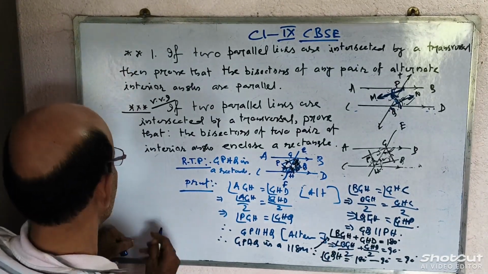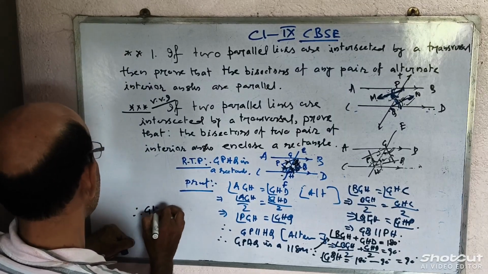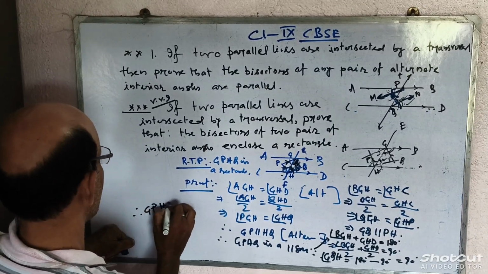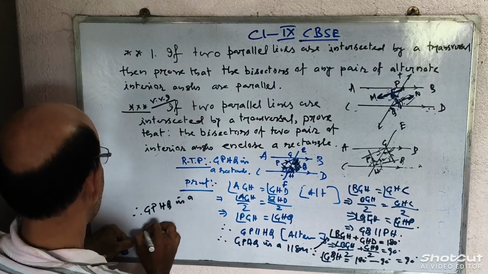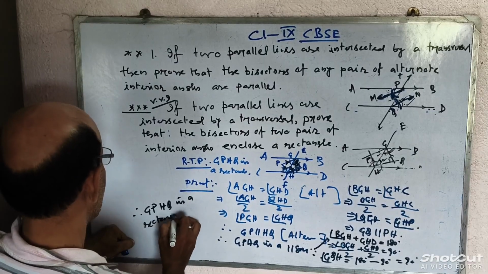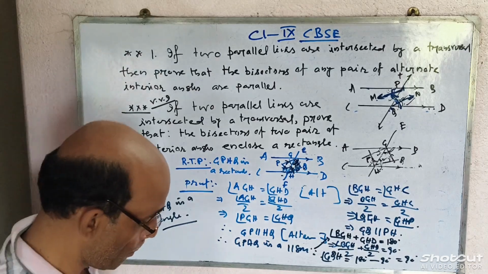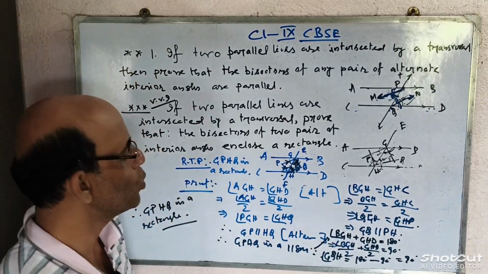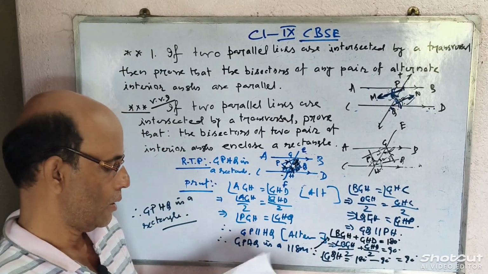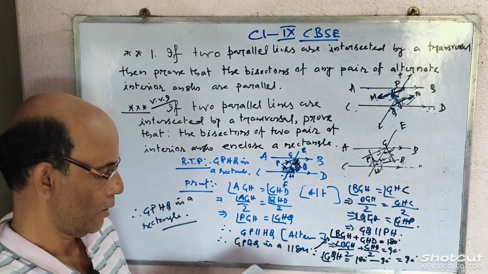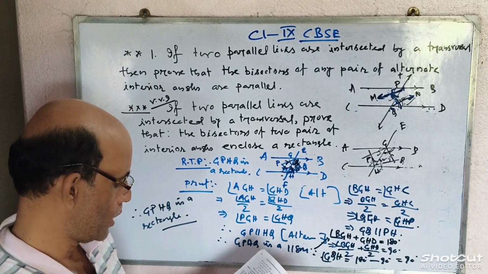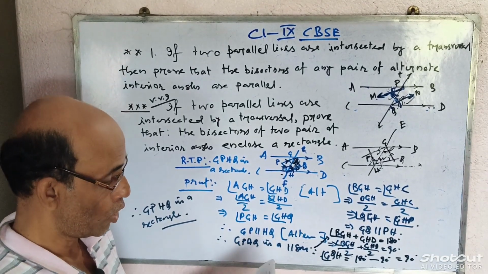Therefore, GPHQ is a rectangle. This is a rectangle. These two are very very important sums from parallel lines. Some other two sums are also important from triangle.